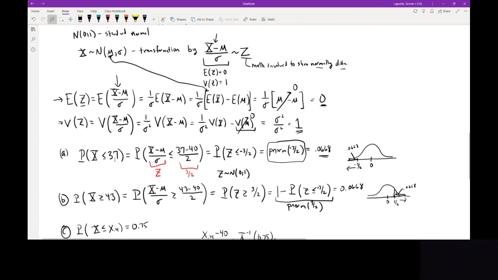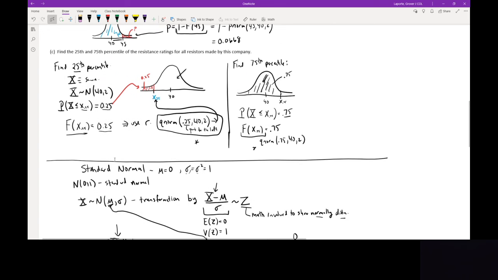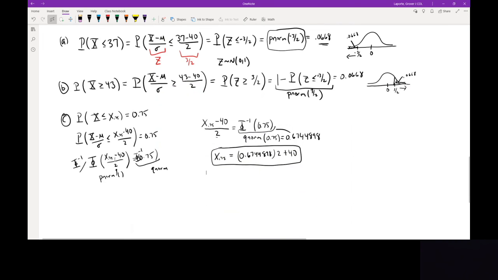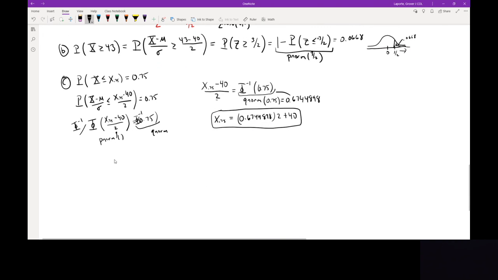What was the number that we got above? Did we ever do that one? Maybe we did it and I just didn't write it down. That's probably what happened. So we'll compare notes here in a second. So I'm going to solve for this, and I get 40 plus 2 times 0.6744878, which is 41.349. Okay, let's go back to R.